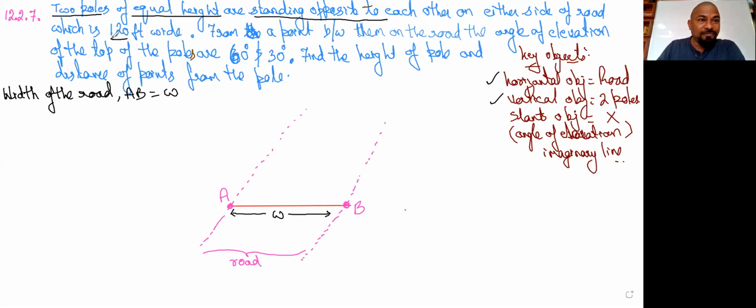Right, which is 120 feet wide. He has given the width of the road as 120 feet. We labeled it as W, and the magnitude is given as 120 feet. Yes, we missed out that. So the width of the road AB, we labeled it as W, right? And the width is given as 120 feet.